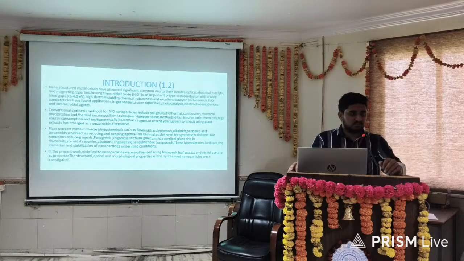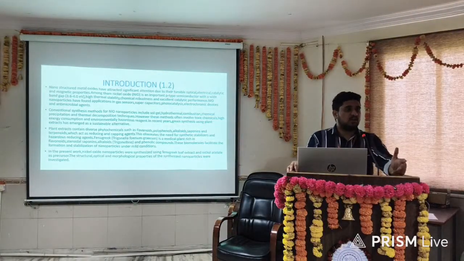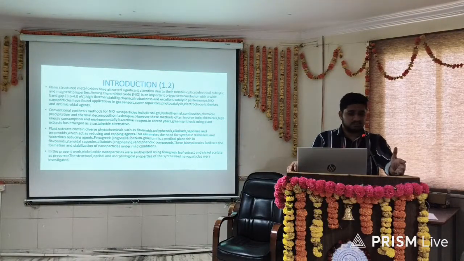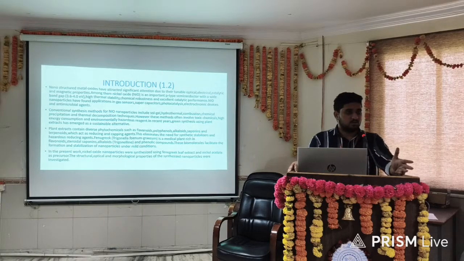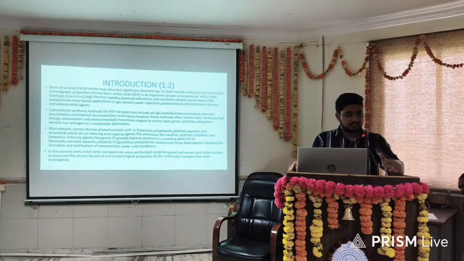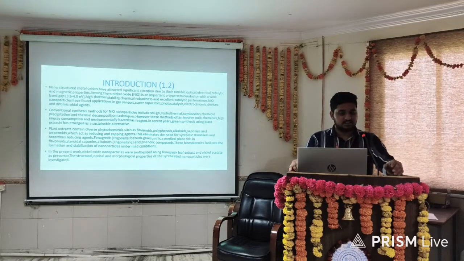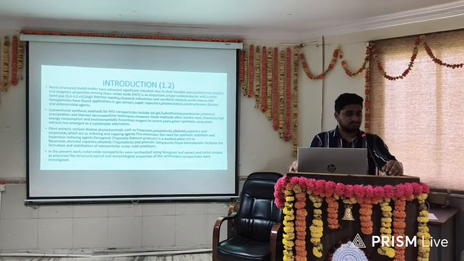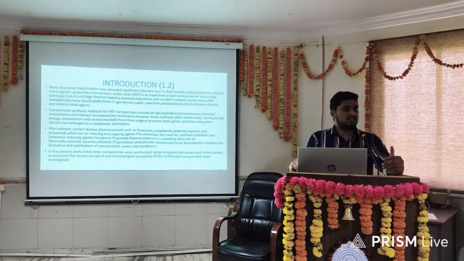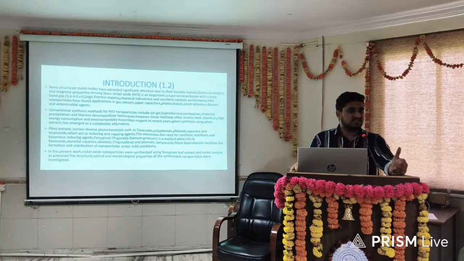We can use conventional synthesis methods, but they require high energy consumption, toxic chemicals, and environmentally hazardous agents. The types of conventional synthesis are sol-gel, hydrothermal, combustion, chemical precipitation, and thermal decomposition. In recent years, synthesis using plant extract has emerged as a sustainable alternative. Plant extract contains diverse phytochemicals such as flavonoids, polyphenols, saponins, alkaloids, and terpenoids, which act as reducing and capping agents, which eliminates the usage of conventional synthesis methods.